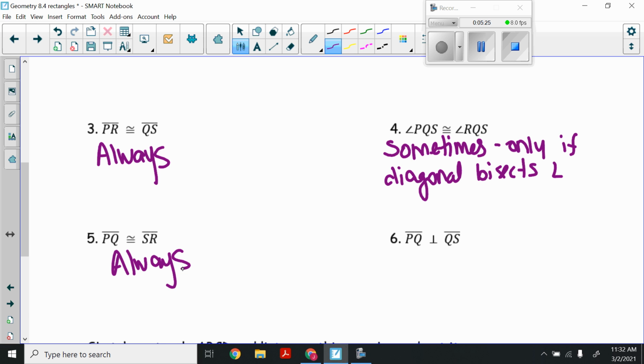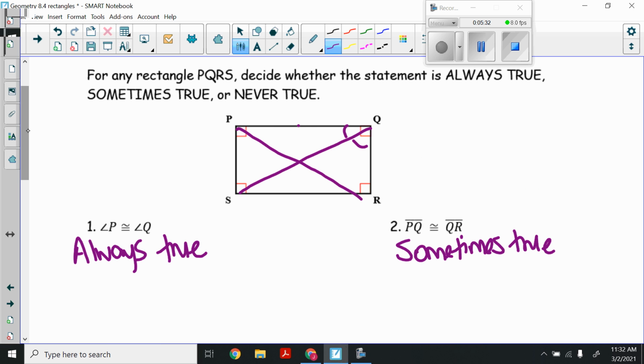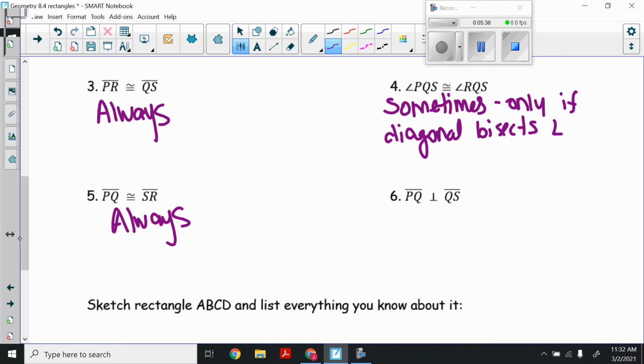And number 6, PQ is perpendicular to QS. So is the top perpendicular to my diagonal? That is never ever going to be true. So this is never true.